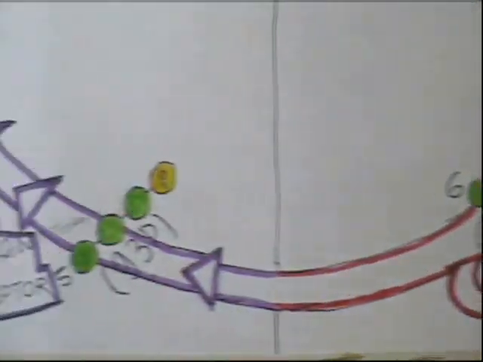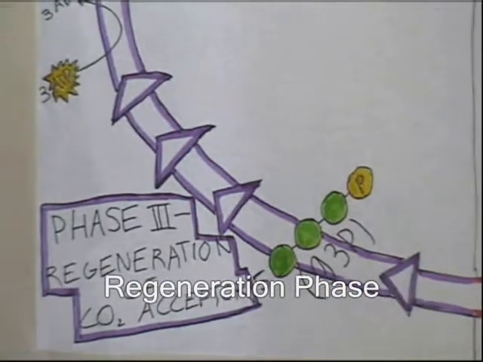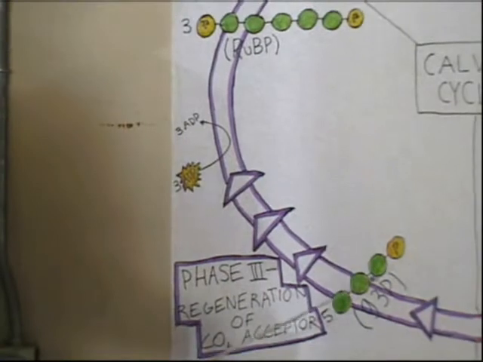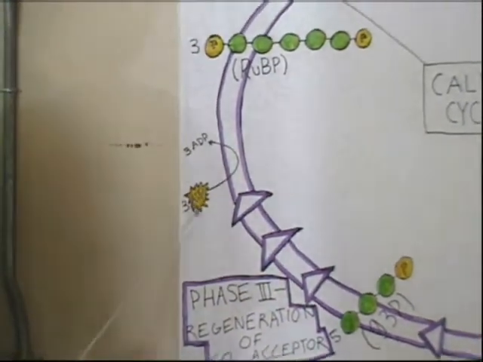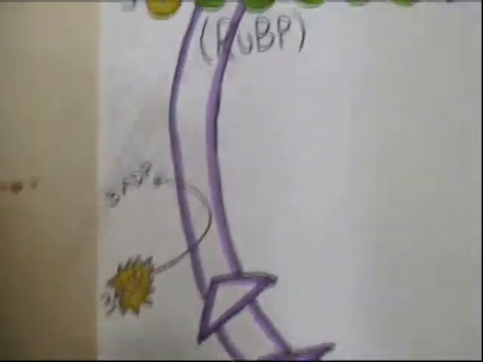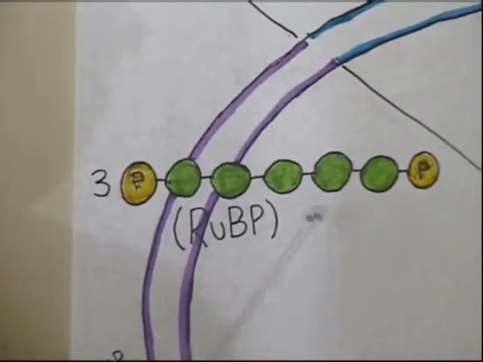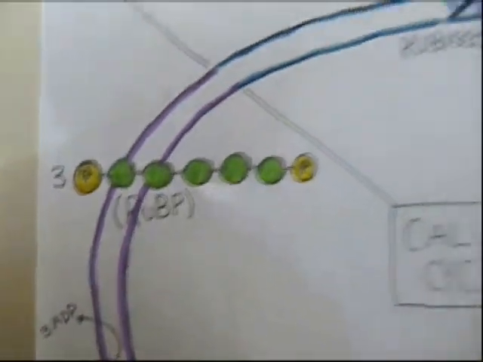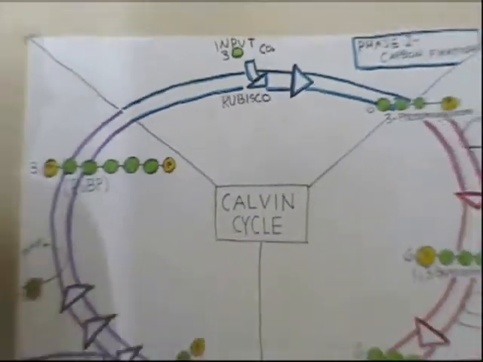Now we move ourselves into phase 3, regeneration of CO2 acceptors. Left with 5 molecules of G3P, these 5 molecules combine with 3 phosphates from ATP to form the RuBP, the 3 molecules of RuBP that start the cycle over again. And from here, the cycle just continues as normal. Every time the cycle goes around, we get 1 molecule of sugar from all these carbon atoms. And yeah, there you have it. The big Calvin cycle diagram of science.